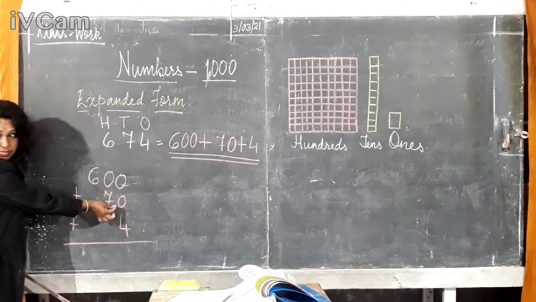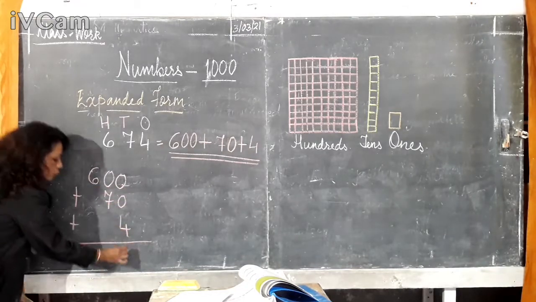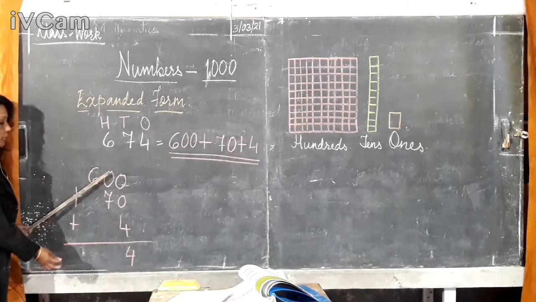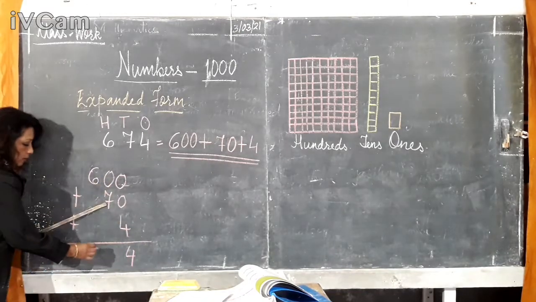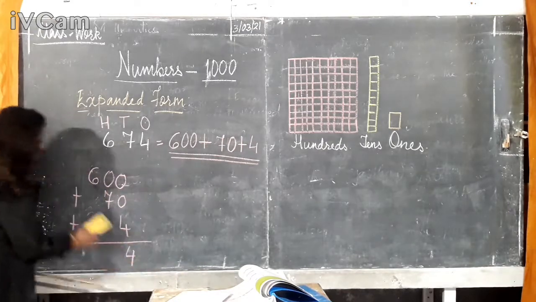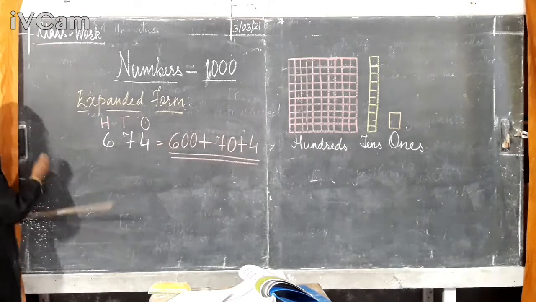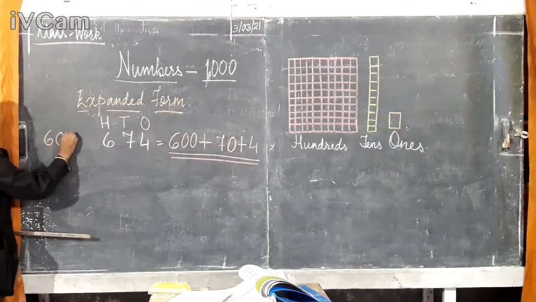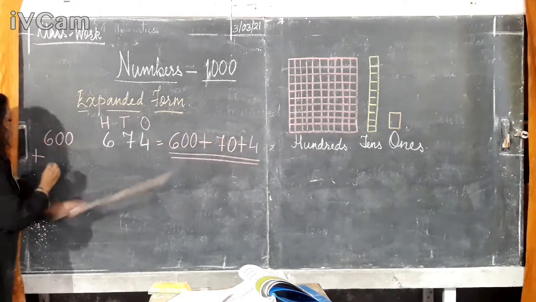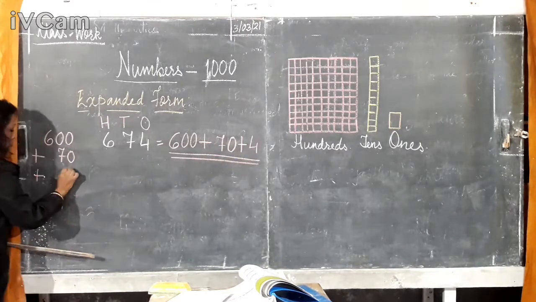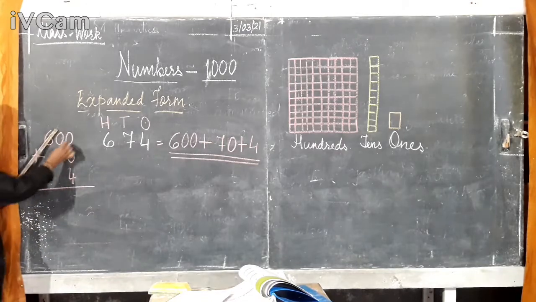0 plus 0 is 0. 0 plus 4 is 4. Can you see the board? 0 plus 7. I think I should do it on top. Otherwise you will not be able to see. So let me write here 600, okay, plus 70 plus 4. So let's add.